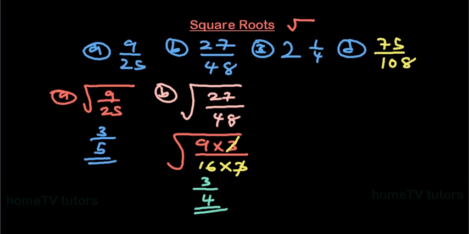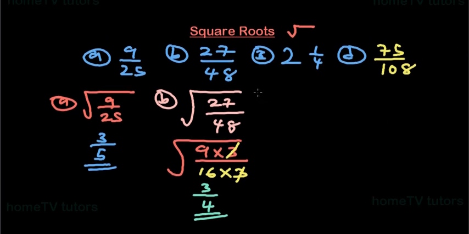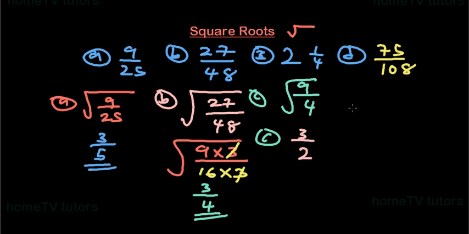Alright, okay, so let's go to the third question. The third question is a mixed fraction, so you have to convert it to an improper fraction, that is 2 times 4 plus 1, that is 9. So we end up with 9 over 4, okay? So the square root of 9 being a perfect square is 3, and the square root of 4 being a perfect square is 2, okay? So always convert a mixed fraction back to an improper fraction, alright?